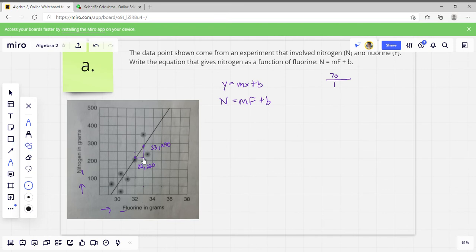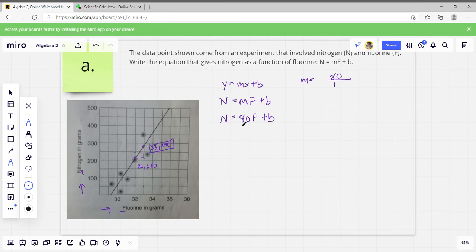Say that's more like 210. And like I said, these are not going to come out exactly even, so that would be about 80. So we're going to say our m value equals 80. 80 divided by 1 is just 80. So then we can do n equals 80 f plus b. Now I'll just pick one of these points. We'll go with this one.